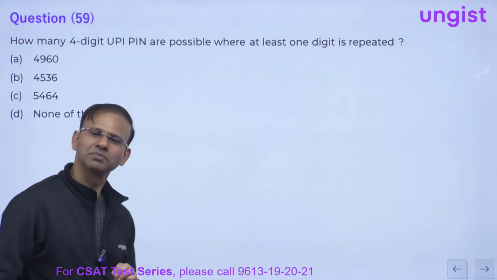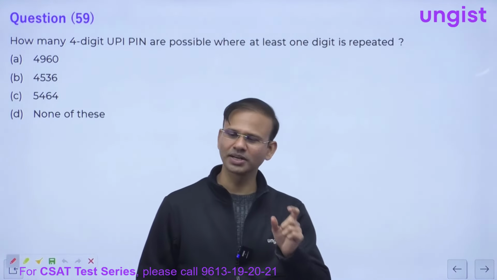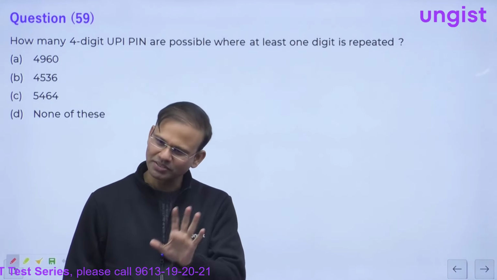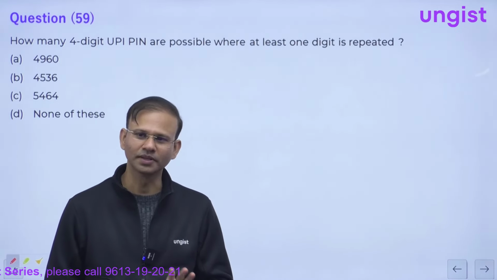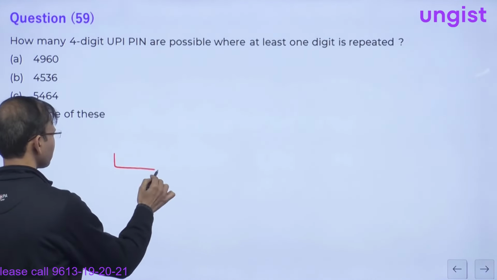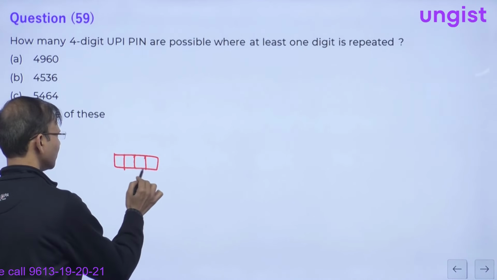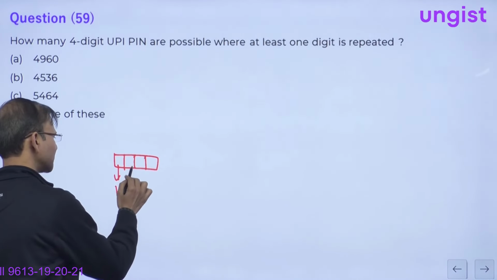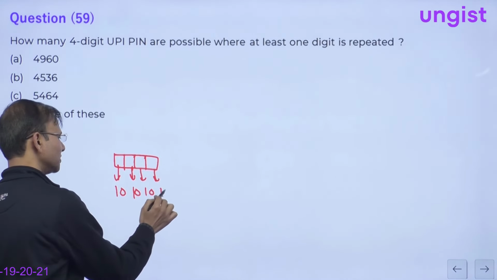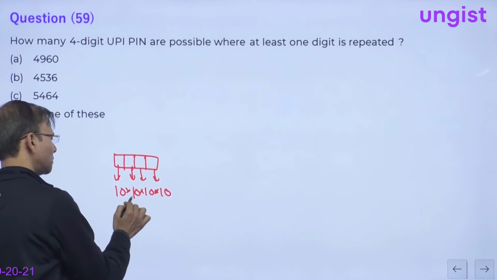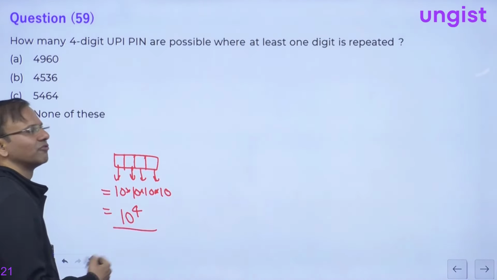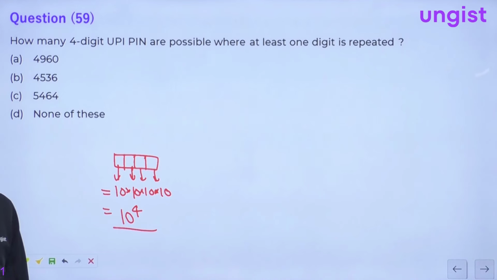Guys, UPI pin का मतलब समझते हैं आप? एक password आपको बनाना है, suppose that 4-digit का. तो आप 0000 भी password बना सकते हैं. ये password है ना? So it can be started with 0. So for all the places, you have 10 choices. So total UPI pins which are 4-digit pins which are possible is 10 raised to the power 4. That is 10,000.